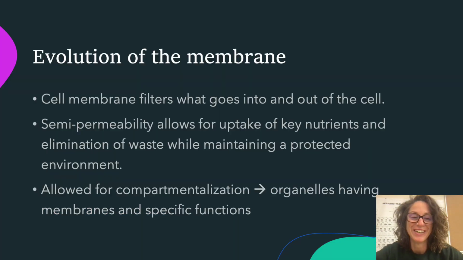Okay, so the cell membrane filters or regulates really what goes into and out of the cell, which seems very simple, but it's actually a very, very important job, and there's a lot that goes into that job.